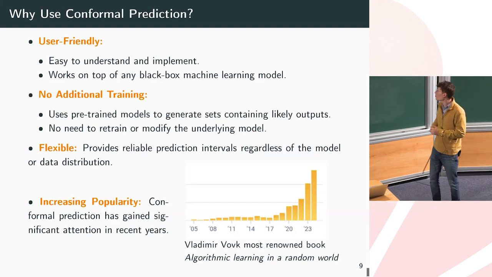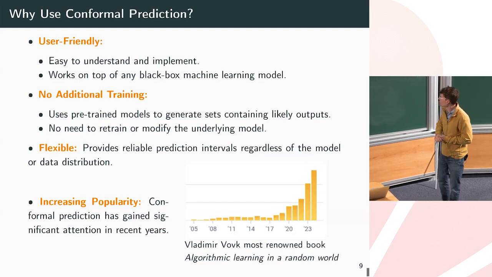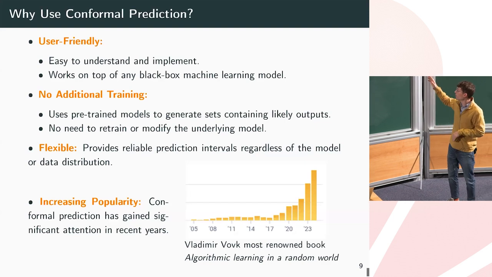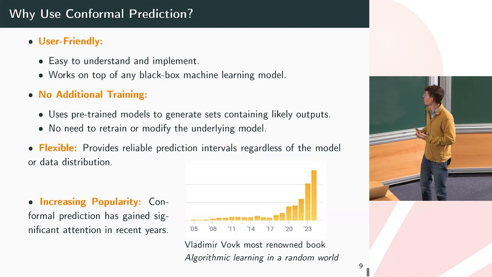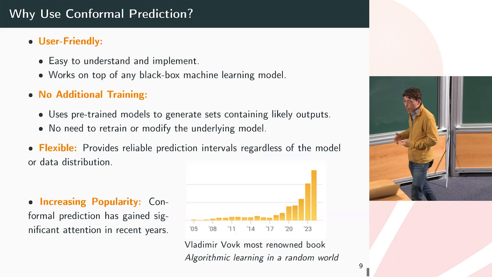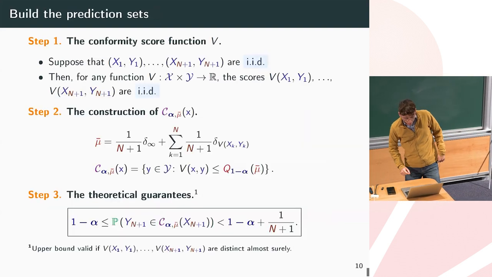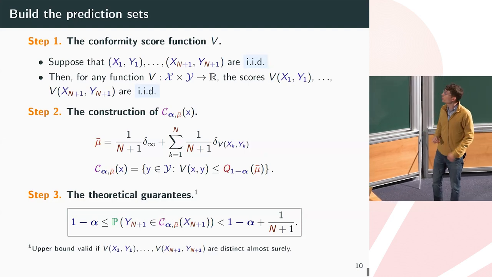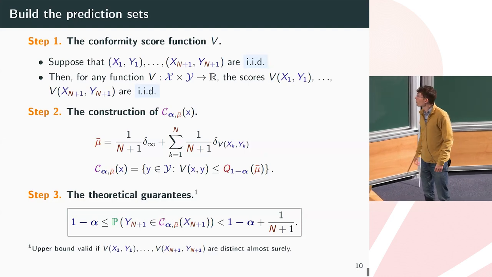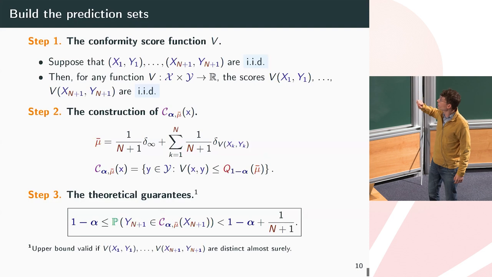And it is for all these reasons that it has become more popular these last years. So here is just a number of citations from a famous book on conformal prediction, and we can see that from 2018, there are more people involved in the conformal community. And I will explain today the simplest way to create prediction sets. So it's called the split conformal method.